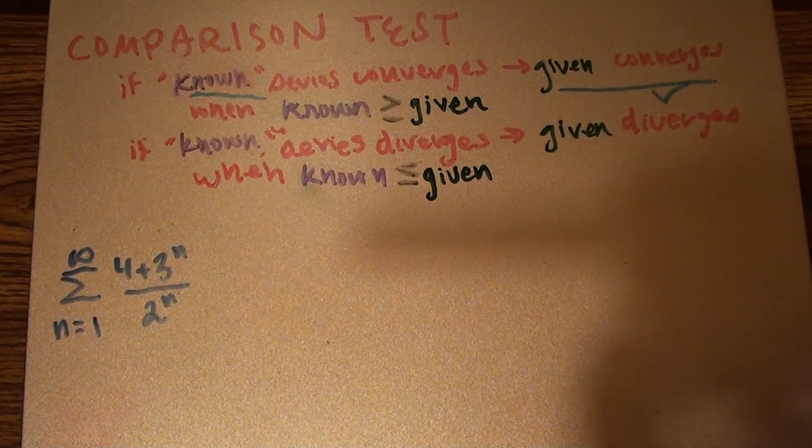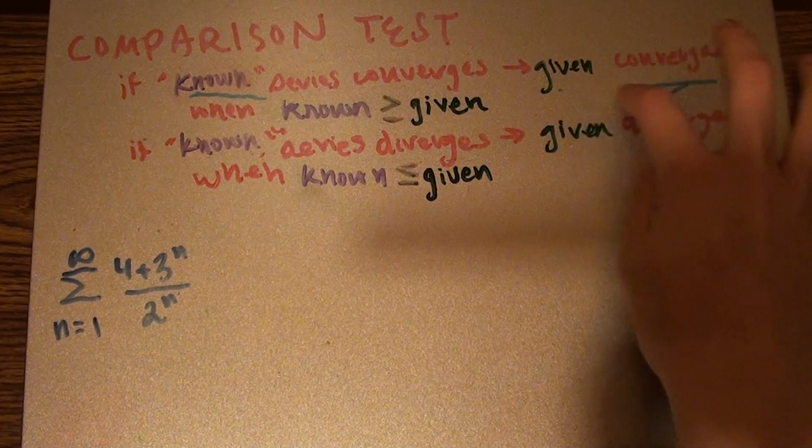Our comparison test states that if our known series is convergent, then our given series will be convergent if our known series is greater than our given. That's the comparison we're trying to test, whether it's greater than or less than. Similarly, if our known series is divergent, our given series is divergent when our known is less than or equal to our given.